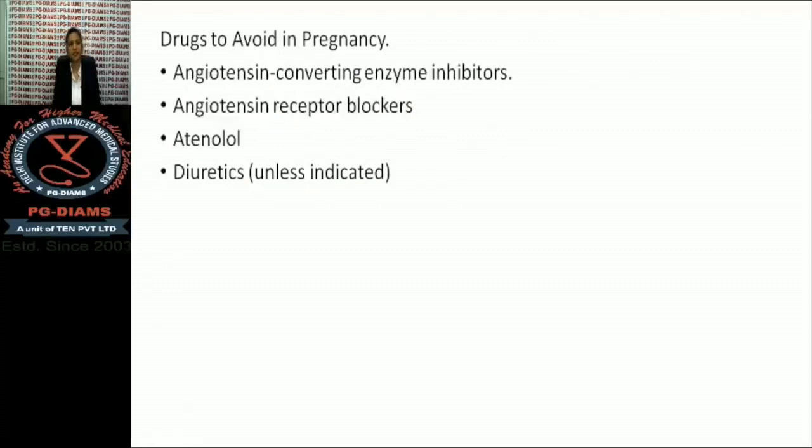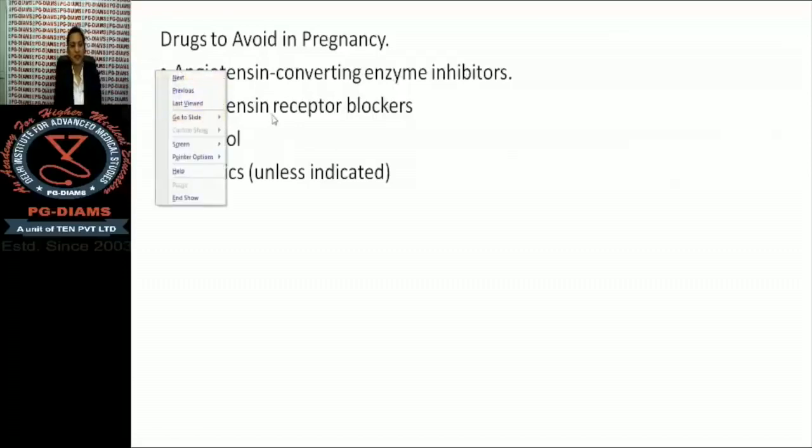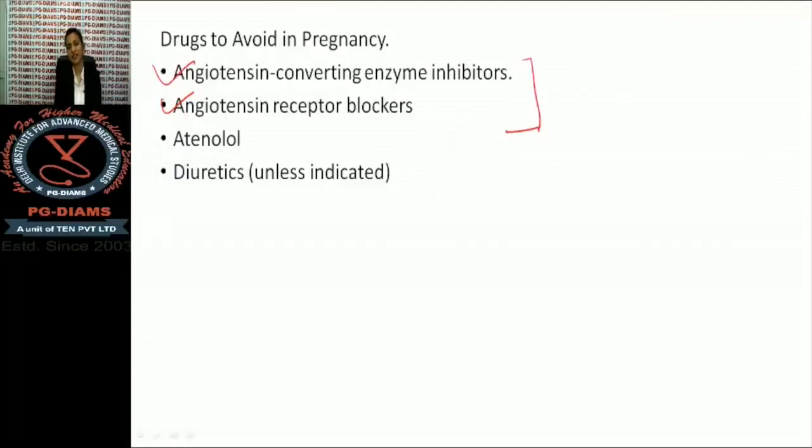Drugs to avoid in pregnancy, in general you have to remember these 4 drugs. The most important are angiotensin converting enzyme inhibitors and ARBs, ACE and ARB. These decrease renal output, cause oligohydramnios and multiple organ defects in the babies. Atenolol causes fetal growth restriction.